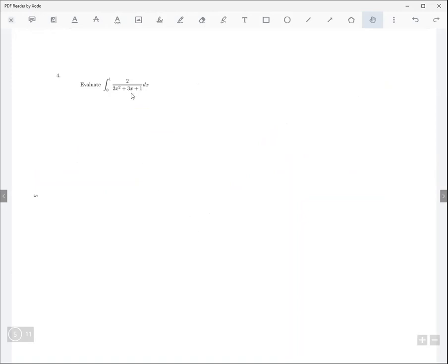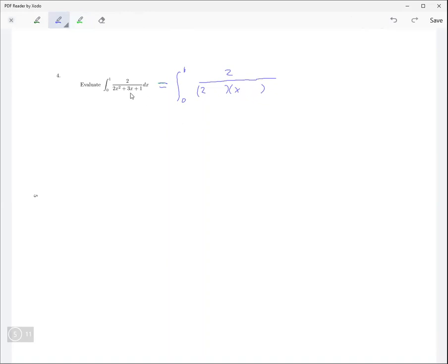Okay, here. So the idea is you want to factor the denominator. And in this case, it factors into 2x plus 1 and x plus 1. Because 2x times x is 2x squared, 2x times 1 is 2x, plus 1 times x is 3x, and then 1 times 1 is 1. So we have this.